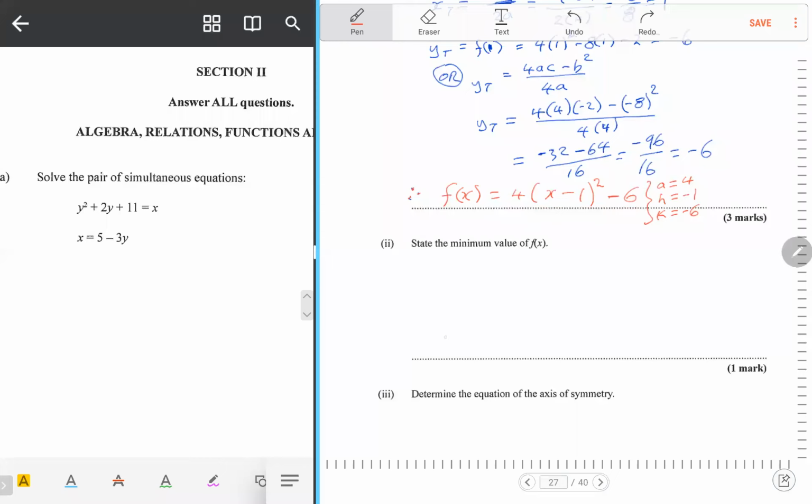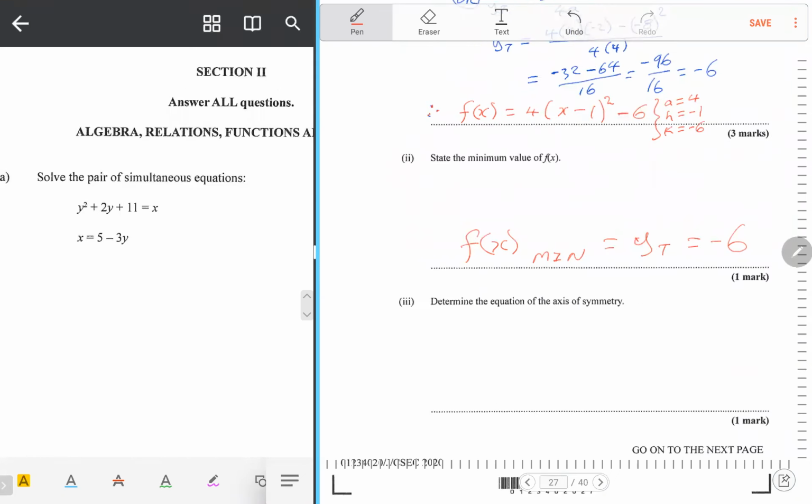So you can write it like this: f of x min is -6. We put it as the yt value. It's the lowest y value, which is -6. That's the minimum value, -6. Next part now wants the equation of the axis of symmetry.